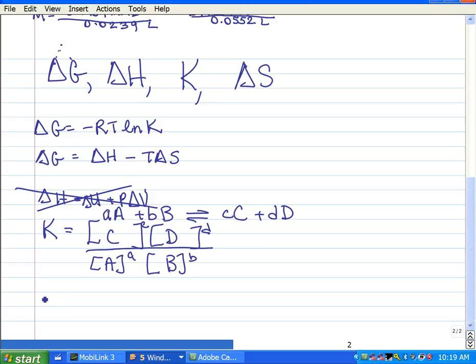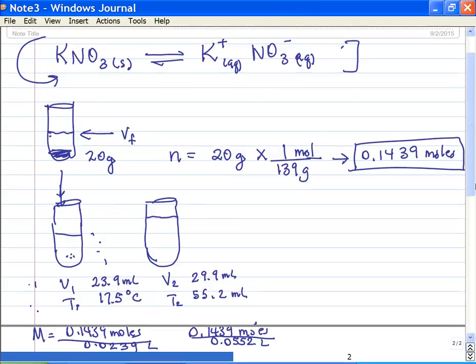Okay, so for each one of these, we're going to do this for each one. And I'm going to show you how to do it in Excel. All right, we're going to calculate K first. So let's just do it for trial one. I'm just going to do all of these parameters for trial one.